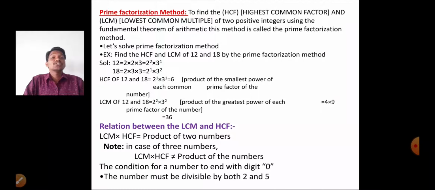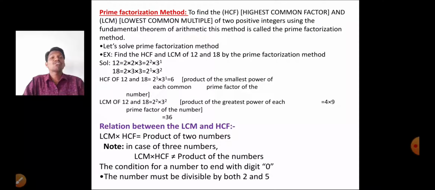Next, HCF of 12 and 18. How to find HCF of 12 and 18? It is the product of the smallest powers of each prime factor. The smallest powers are 3 to the power of 1 and 2 to the power of 1. So the HCF of 12 and 18 equals 2 to the power of 1 into 3 to the power of 1. So we get the HCF of 12 and 18 as 6.